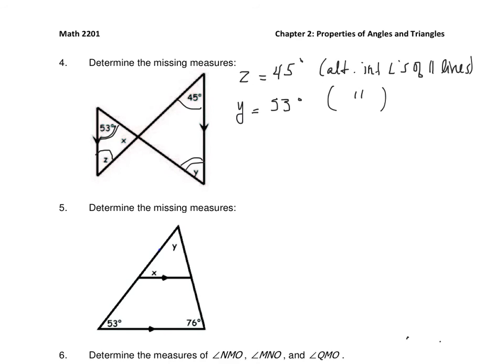And then the x can be found by using the sum of the angles of the triangle. So x would equal 180 minus the angle of 53 degrees minus the angle of 45 degrees, because that's what z was. And that gives you 180 minus 53 minus 45 is 82 degrees. That's the sum of the angles.